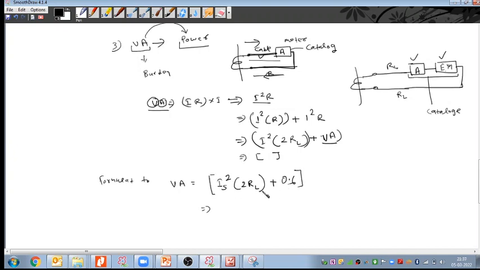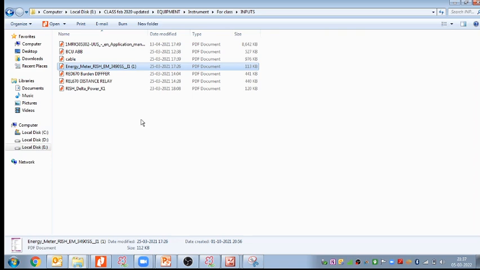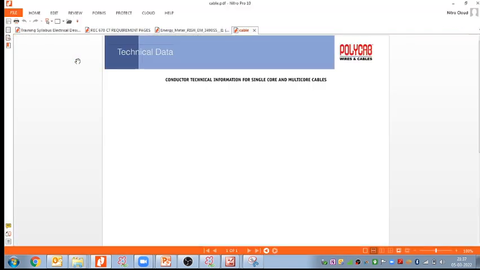This value we can take, and IS is 1 square. Now what about the RL? So RL is my cable resistance. For that we can go to the cable catalog, and from the cable catalog we need to find out the cable resistance.